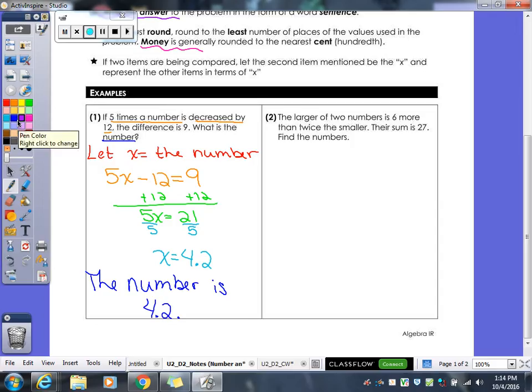All right, let's take a look at the second one. The larger of 2 numbers is 6 more than twice the smaller. Their sum is 27. Find the numbers. So this time we are finding the numbers. But how many numbers are we finding? 2. So that means I need 2 let statements. I'm trying to find 2 numbers. I need to have 2 let statements for each one of them.